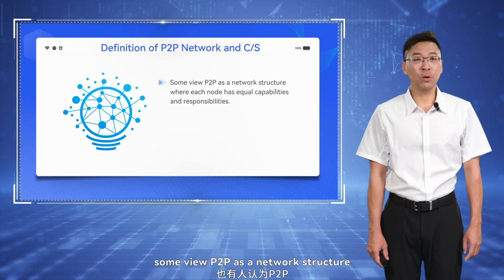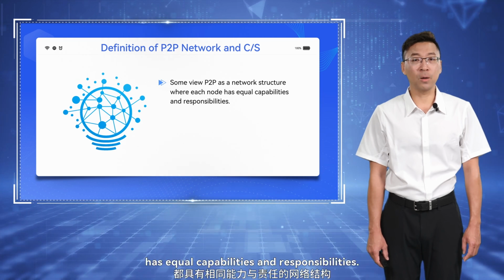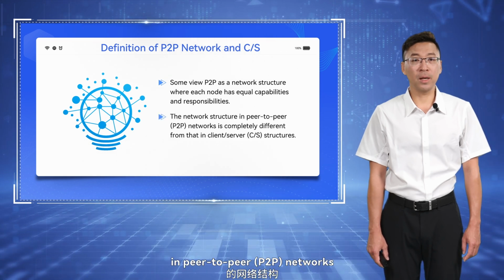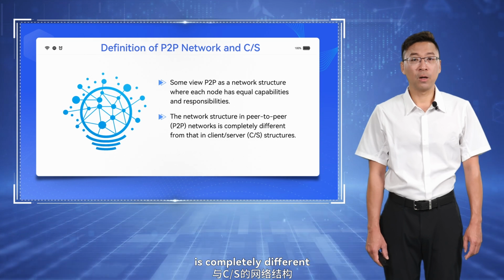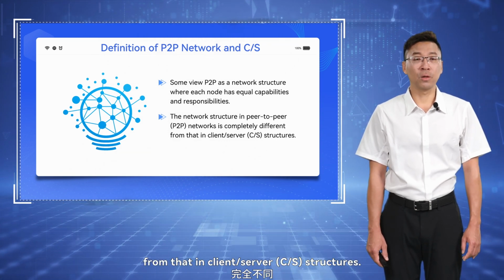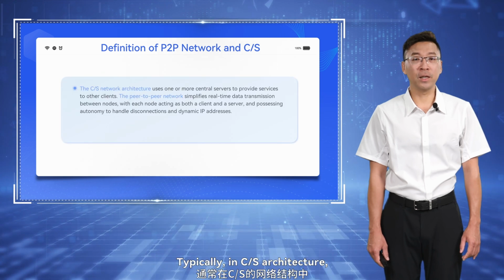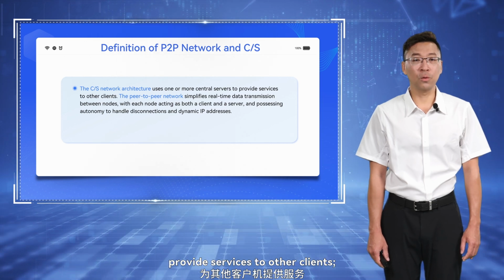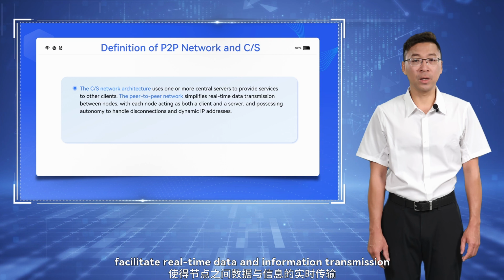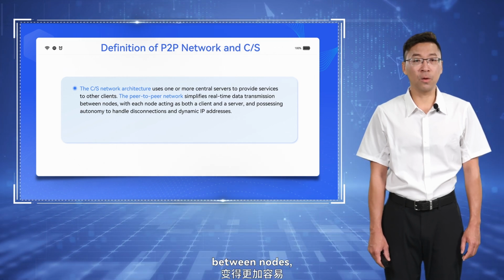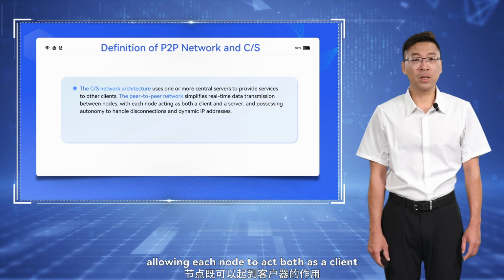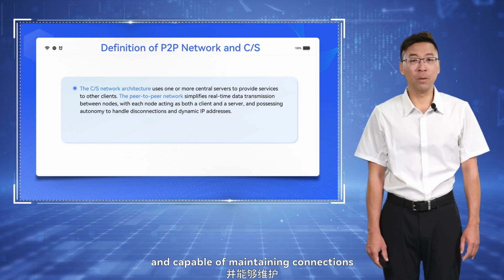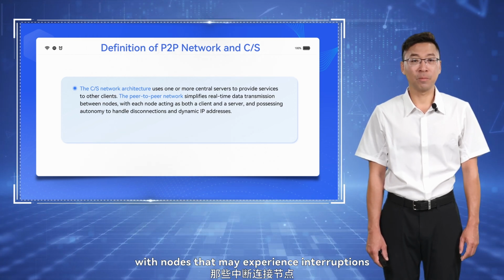Additionally, some view P2P as a network structure where each node has equal capabilities and responsibilities. The network structure in peer-to-peer, P2P networks is completely different from that in client-server, CS, structures. Typically, in CS architecture, one or more central servers provide services to other clients. P2P networks facilitate real-time data and information transmission between nodes, allowing each node to act both as a client and a server.